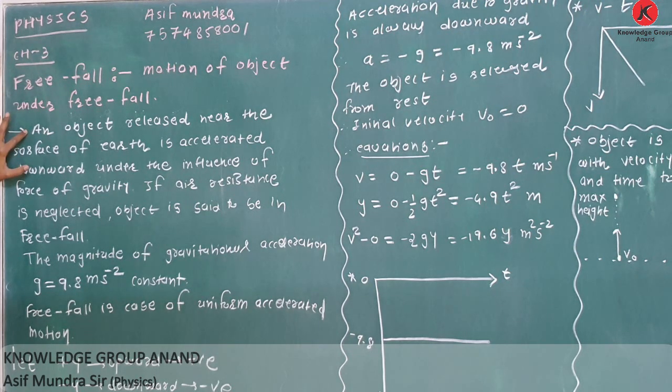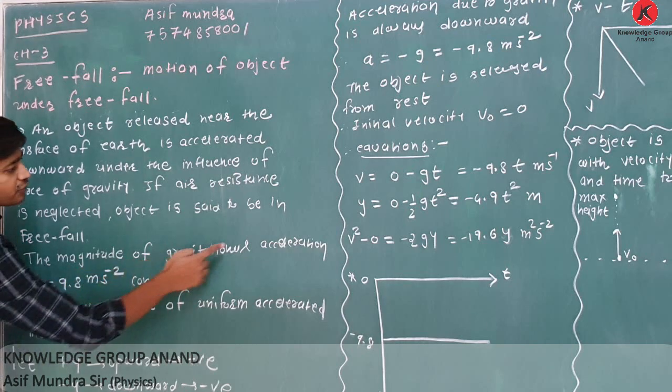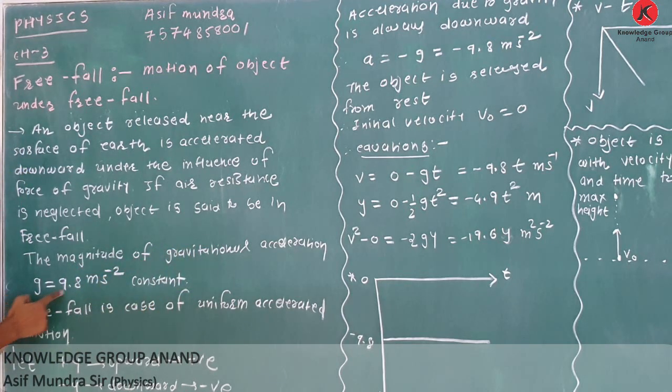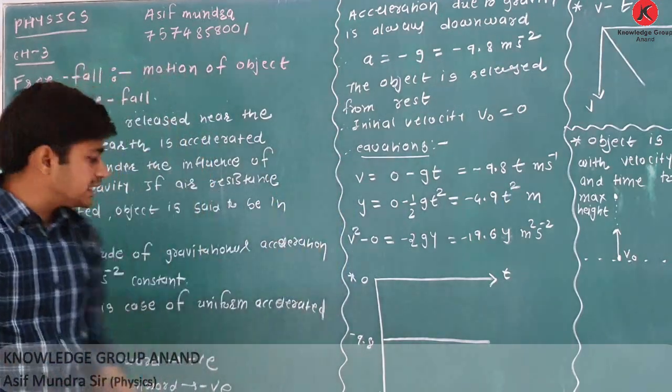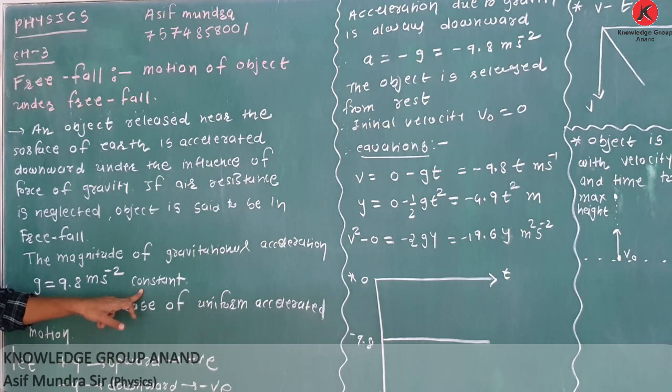Motion of an object under free fall. An object released near the surface of the earth is accelerated downward under the influence of the force of gravity. If air resistance is neglected, the object is said to be in free fall. The magnitude of gravitational acceleration g is equal to 9.8 meter per second square, and on the surface and up to some height we will consider it as constant.